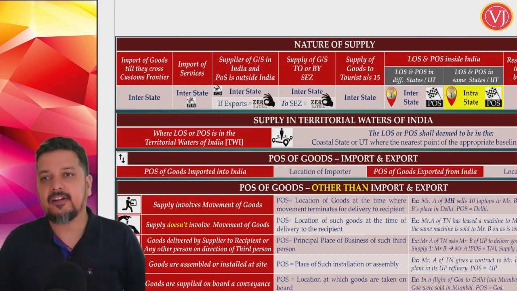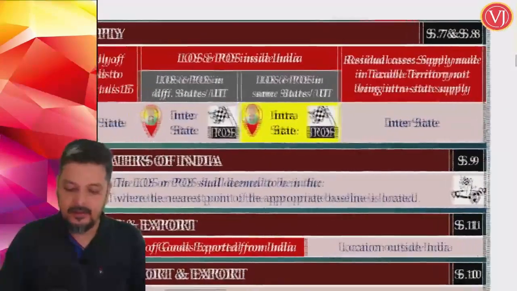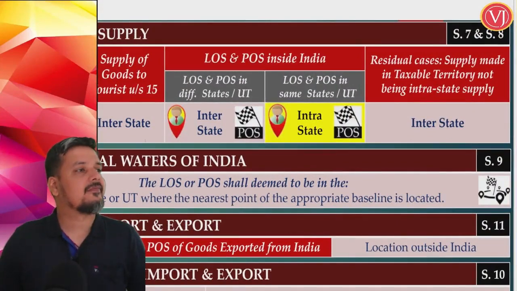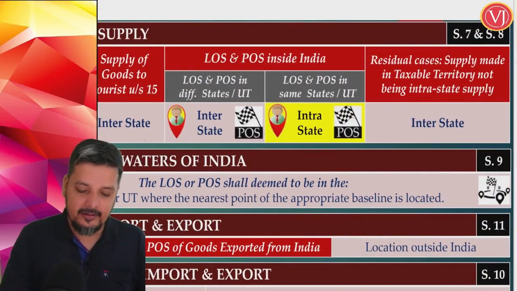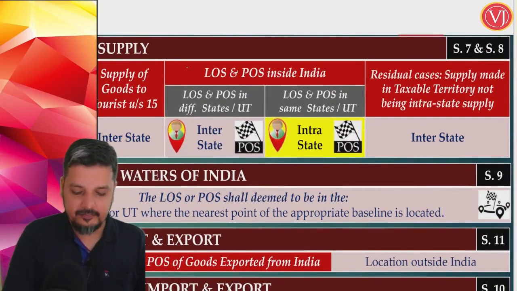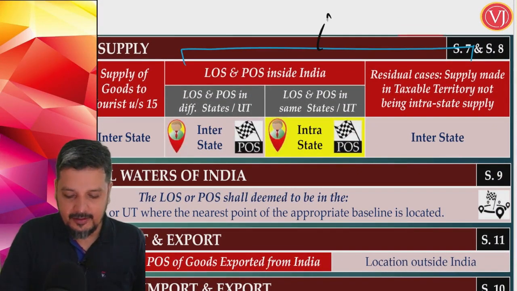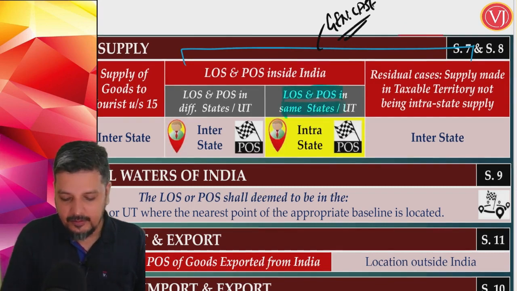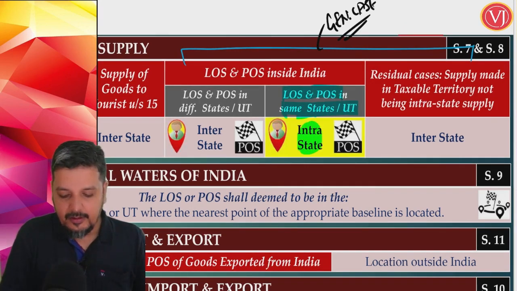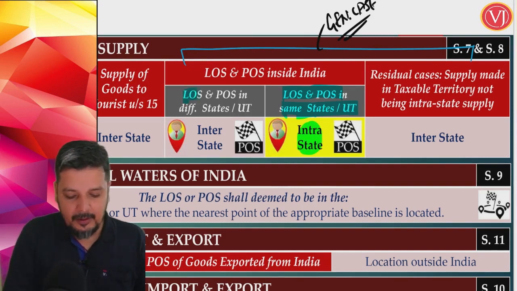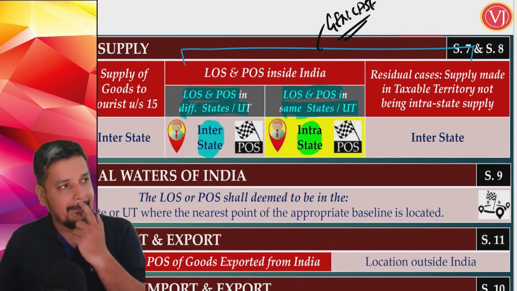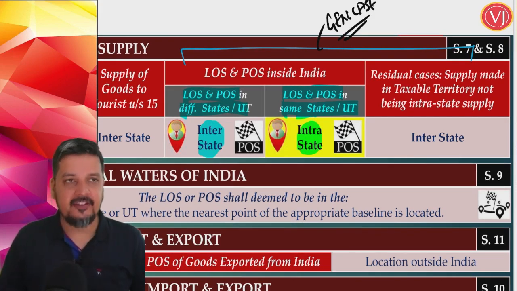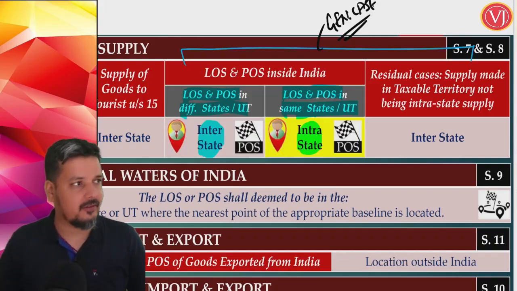But that is only one part of the answer. That is only the general answer. General case: if LOS and POS are in the same state, it is intra-state supply. If LOS and POS are in different states, it is interstate supply. Correct? This is the general part of the answer. You have only seen the general thing, not the exception.